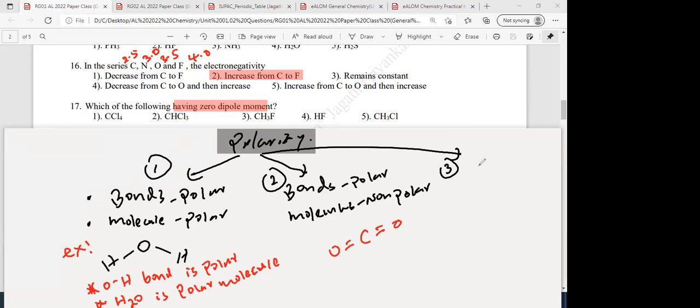Now the third category, bond non-polar, and molecule also non-polar. Please copy down. Both are non-polar. Polar, polar, polar, non-polar, non-polar, non-polar.